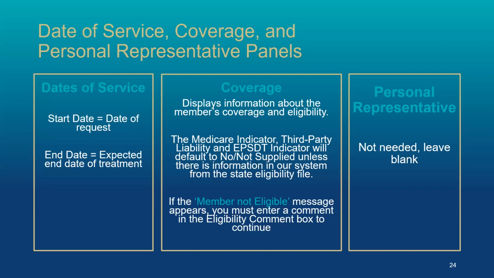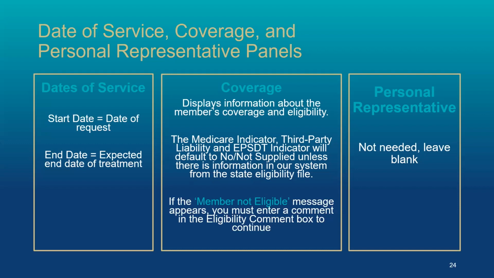The next panel is the coverage panel. In the coverage panel, this is where information from the eligibility file pulls in. If they have Medicare, that'll be indicated. If they've got a third-party liability, that will show too, and there is also the EPSTED indicator. If you are submitting a request that falls under the EPSTED program, it defaults to no, so you would want to check that box to say yes if it is one of those requests.